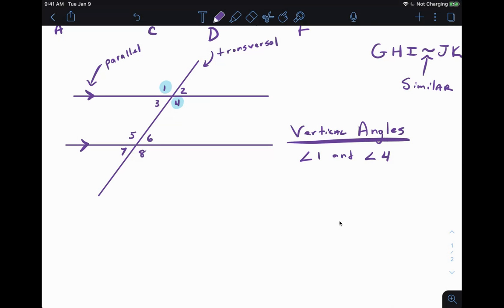So obviously 2 and 3 would also fit that mold. And in the bottom, 5 and 8, 6 and 7. I'm just going to write the one pair. So angle 1 and 4 are vertical angles.